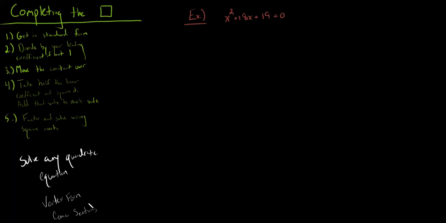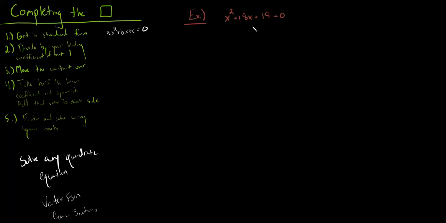So completing the square, I have a list, and I'll go ahead and take you through it. The first thing that you want to do is make sure you're in standard form. Remember, the standard form of a quadratic is ax squared plus bx plus c is equal to 0. And you can see we're already in standard form here.